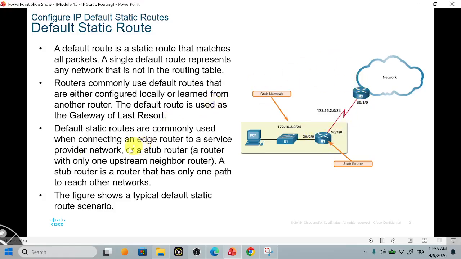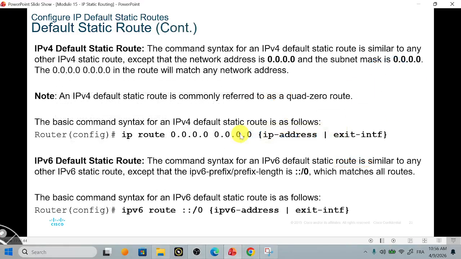So default static routes are commonly used when connecting an edge router to a service provider stub router. The figure shows a typical setup. I explained to you what a stub router is: it has only one path to reach other networks. How do we now configure a default static route?